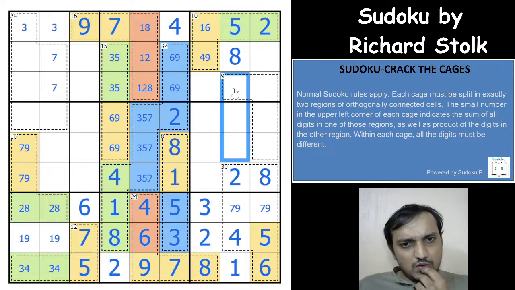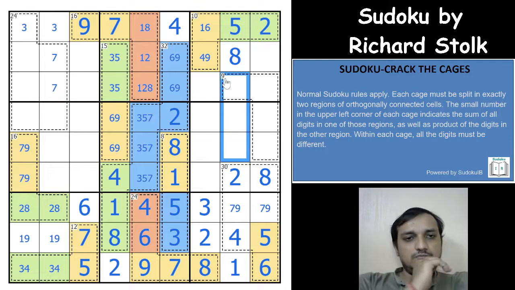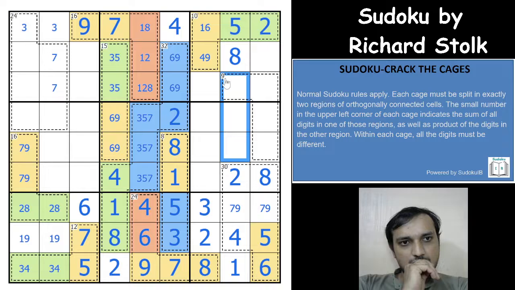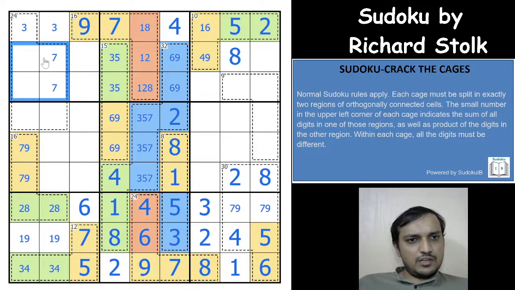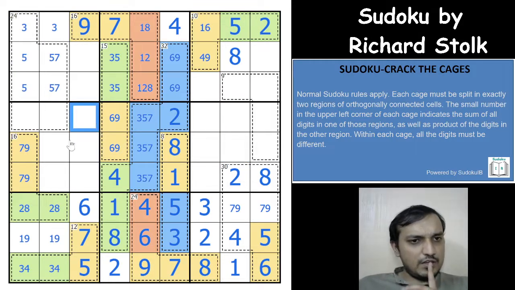7, 9, 3 and 6. 3, 6, 7 and 9. It can be anything. Five cannot be here, 5 cannot be here. So these cells would have to be 5.